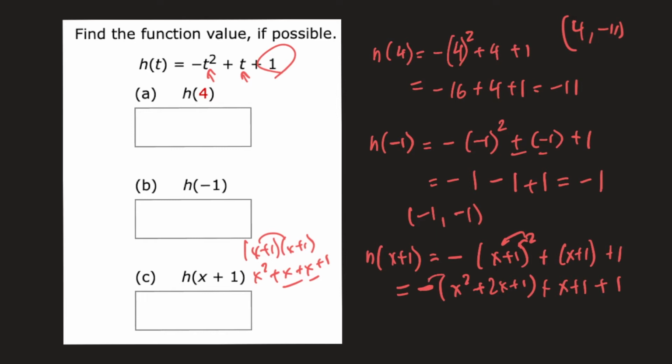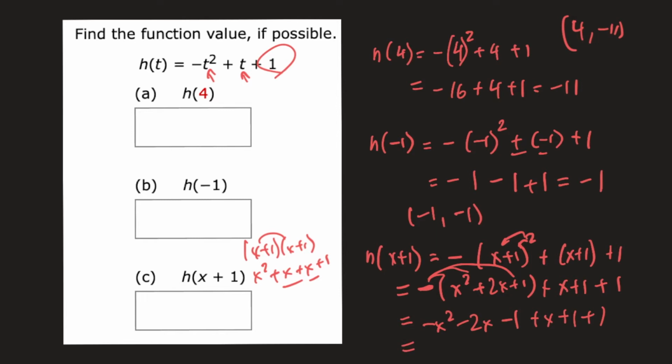So again, I'm going to distribute this negative through this parenthesis, which will give me negative x squared minus 2x minus 1 plus x plus 1 plus 1. Now I'm going to combine like terms.